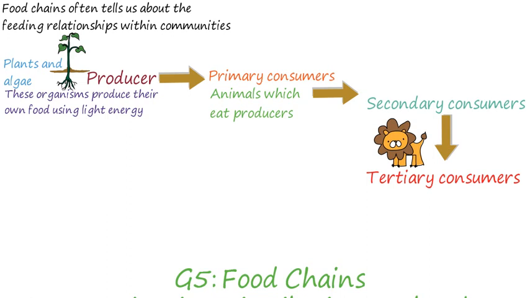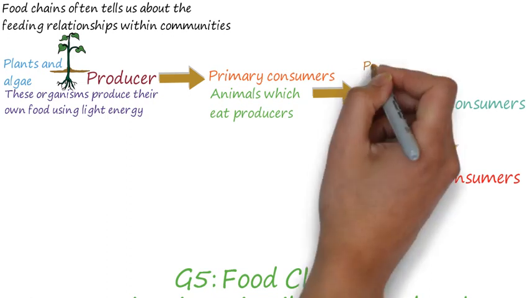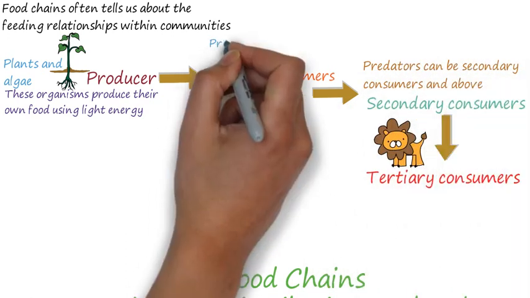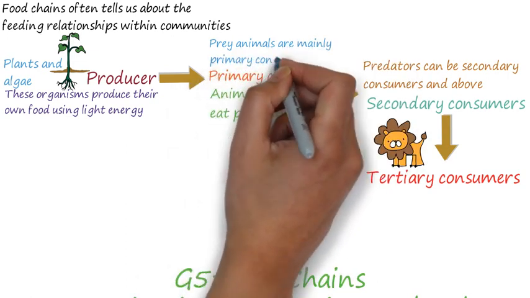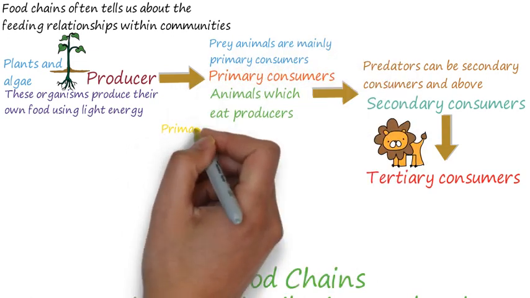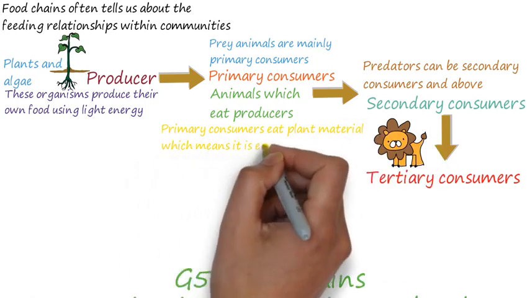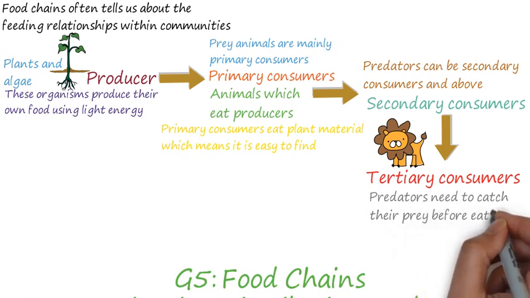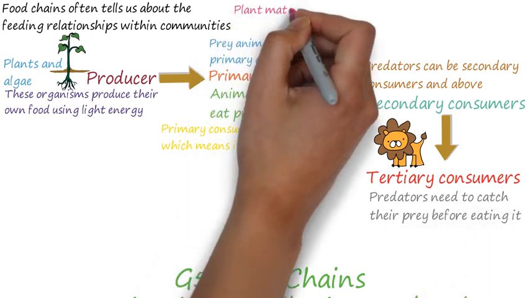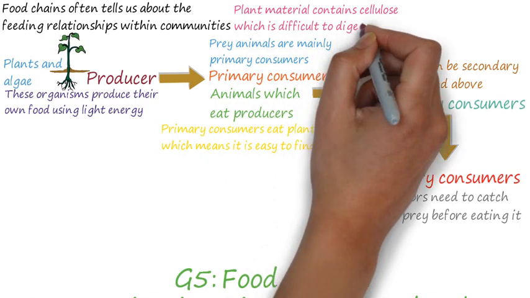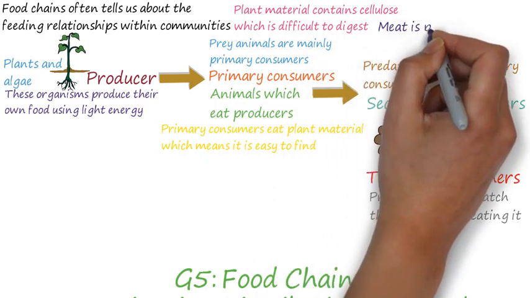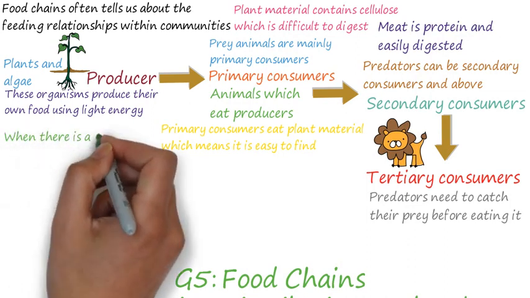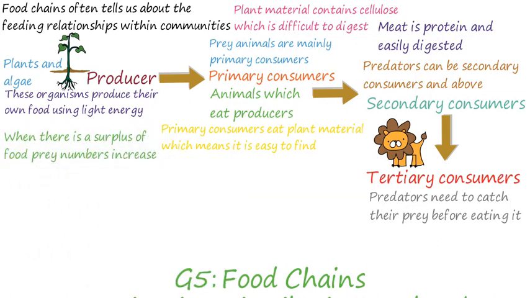Primary consumers have different issues to secondary and tertiary consumers. Predators can be secondary consumers and above, while prey animals tend to be primary consumers, but they can also be consumers further along the chain too. Primary consumers eat plant material, which means it is easy to find and doesn't need to be caught. However, predators need to catch their prey before eating it. Plant material does contain cellulose, which is difficult to digest, while meat is only protein and can be easily digested.